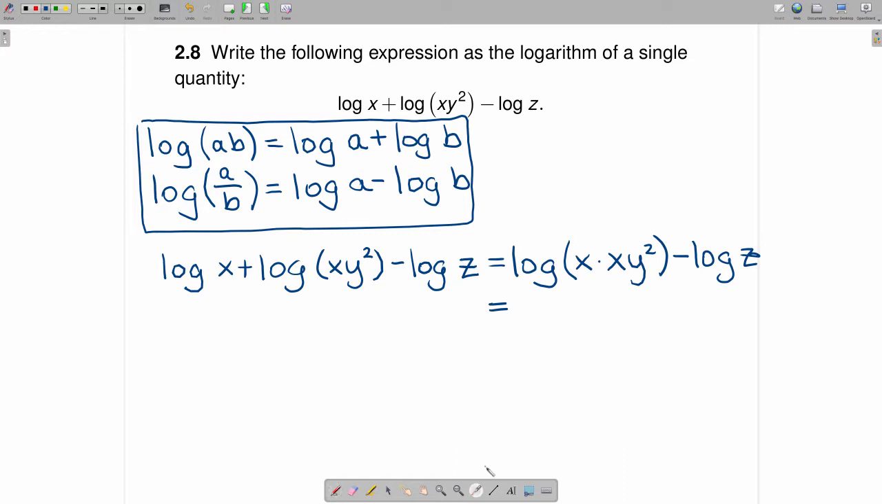Finally, we have the log of one thing minus the log of another thing, and that looks like this right here. So that can be combined as the quotient of the two. And so this will be the log, and in the numerator we will put this quantity, and in the denominator we will put this quantity. However, instead of writing this as x times xy squared, I'll write that as x squared y squared, and then down in the denominator goes z. So we have done what was asked for, which is writing the expression as the logarithm of a single quantity. Here is that single quantity.